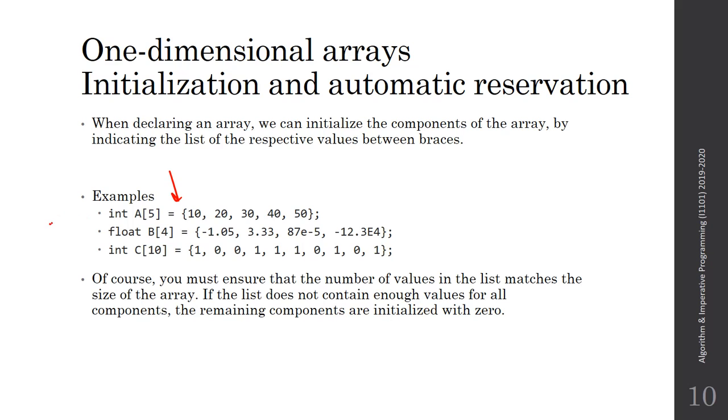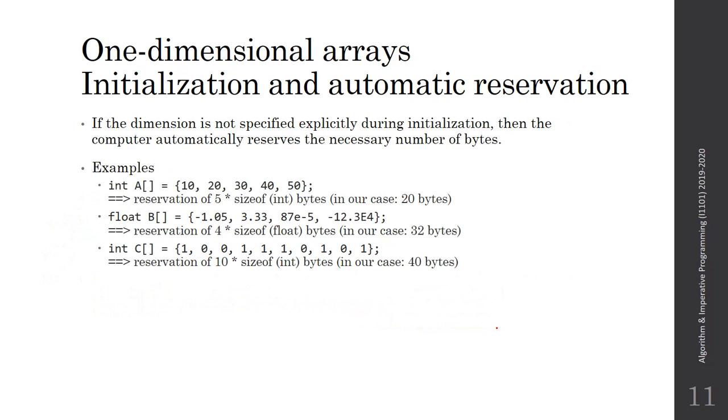So for example, here we have int a[5], so we have 5 elements, so we have used curly braces, and you have placed 5 elements in between the curly braces. Here we have 4 floats, and here we have 10 integers. In case that we omit some of these elements, so if we enter less than 10 elements, the remaining components will be initialized to 0. So let's see later on some examples.